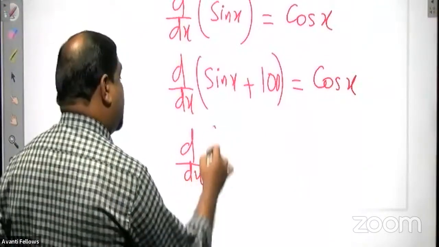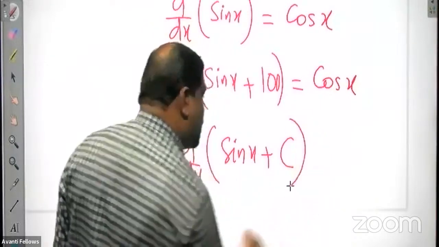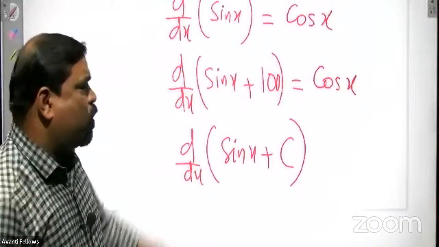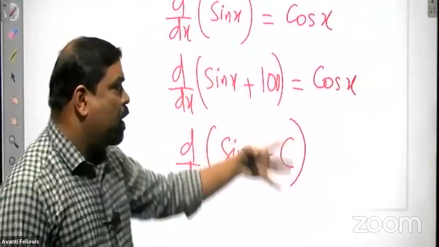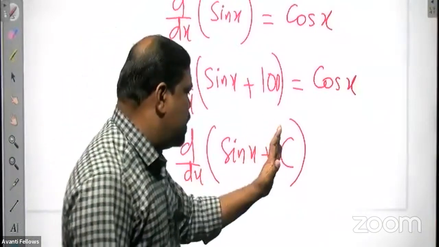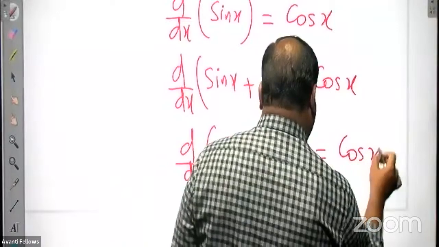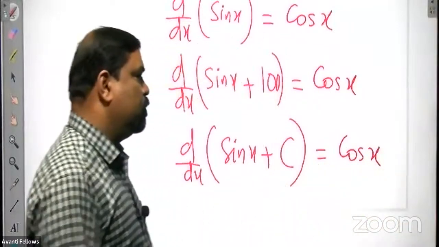So generally we can say d by dx of sin x plus a constant, any constant. It can be 100, it can be 10, it can be minus 2, it can be 1 or 2. Sin x plus c is equal to cos x.